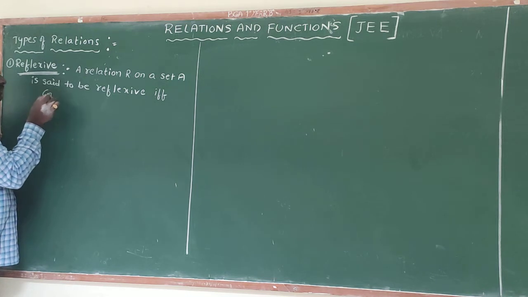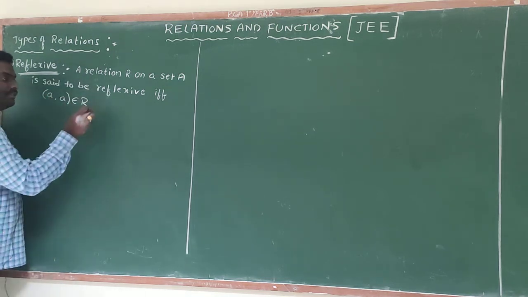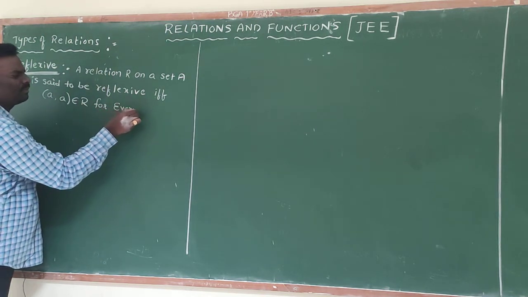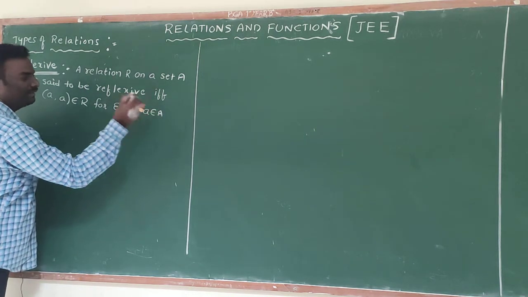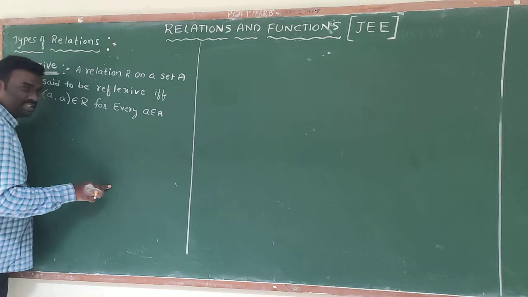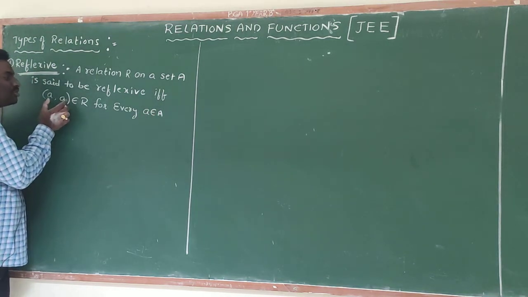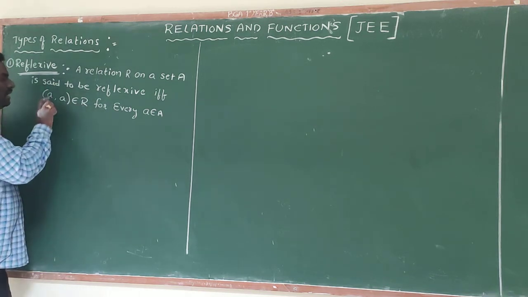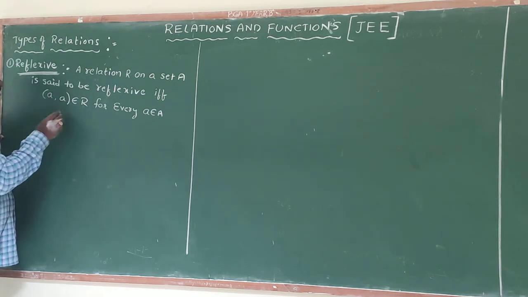(A, A) belongs to capital R for every A belongs to capital A. So what is the meaning of this? You take any element in the set, that pair should be there in the relation. But one more important point, in the pair the two values are same. I will give a simple example for this relation.